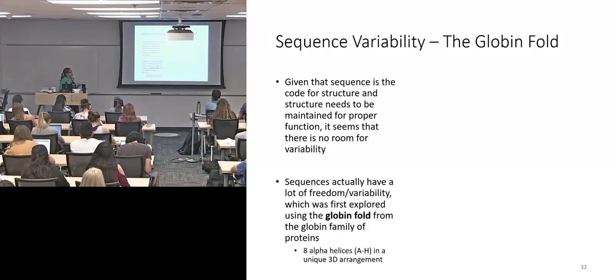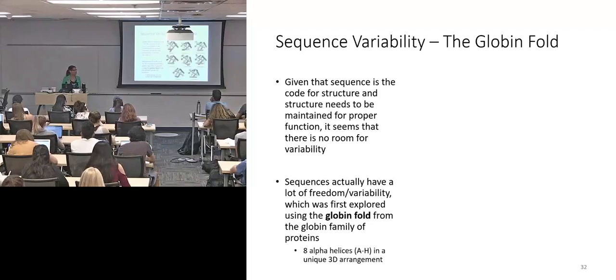Okay? So sequences have a lot of freedom and variability, and this was first explored with something called the Globin fold from the Globin family of proteins. The Globin family all have 8 alpha helices, typically labeled A through H, and they have roughly the same 3D arrangement of the helices.